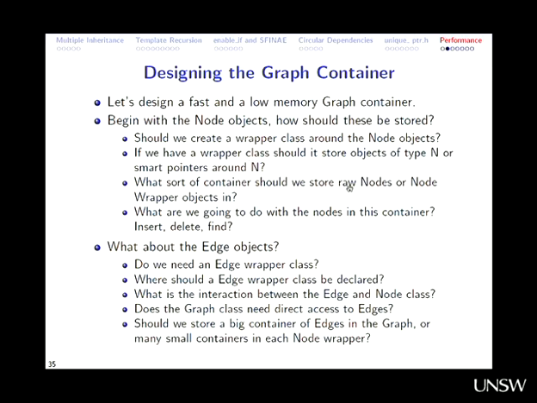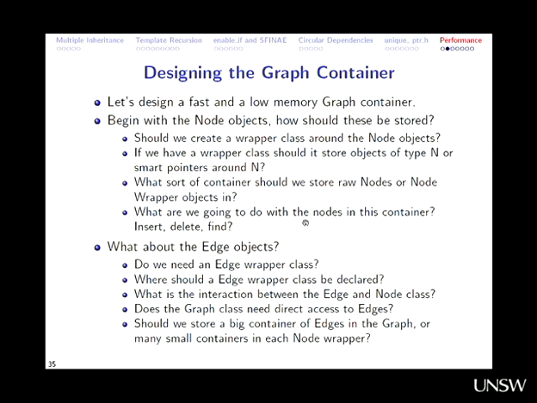What sort of container should we store raw nodes or node wrapper objects in when we're building this? Vectors, maps, etc. Okay? And what are we going to do with the nodes in this container? Are we going to insert? Are we going to delete? Are we going to find? Okay? Because that's going to influence our decision about what container we use.